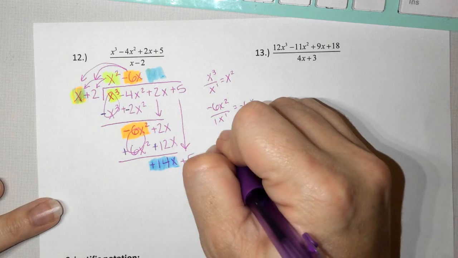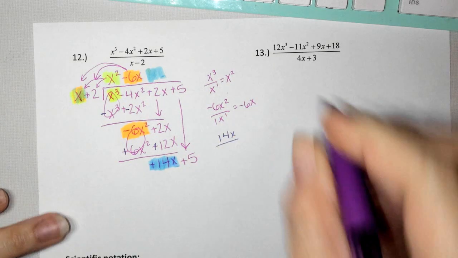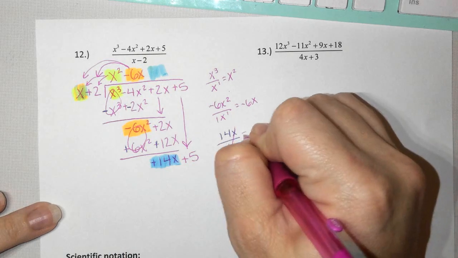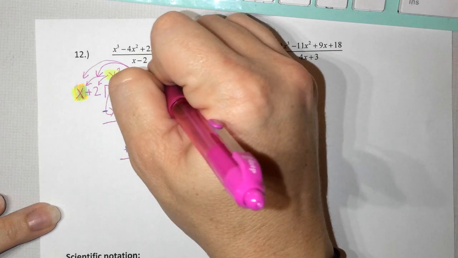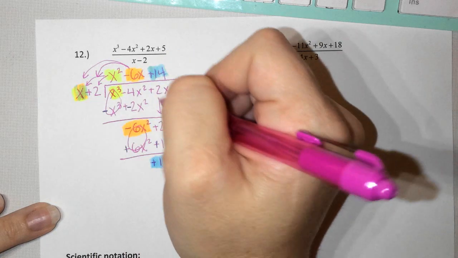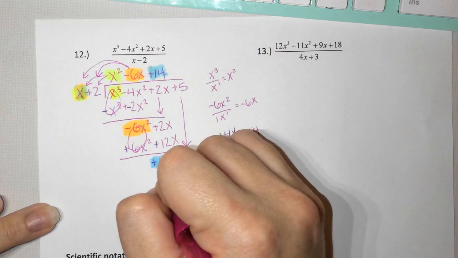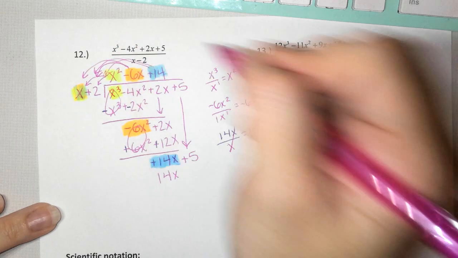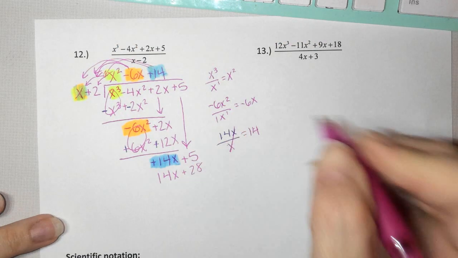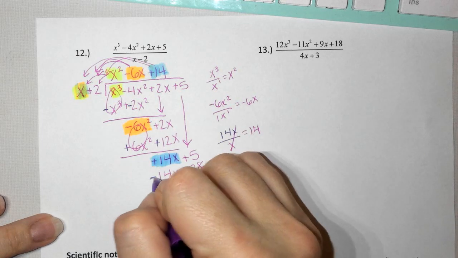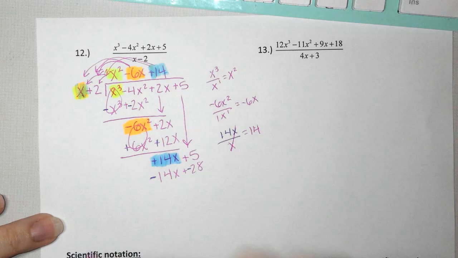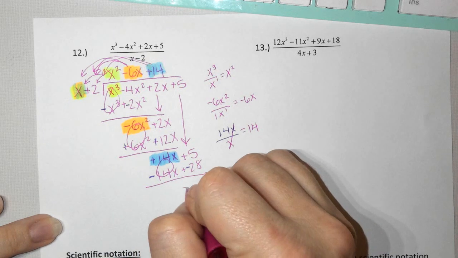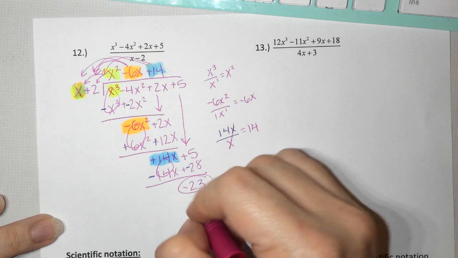Okay, so I take my inside, divided by my outside. X's cancel, and I just get 14. So plus 14, and I distribute. So 14 times x is 14x. 14 times 2 is positive 28. And now I subtract, subtract, subtract. This zeroes out, and I get negative 23 as my remainder.